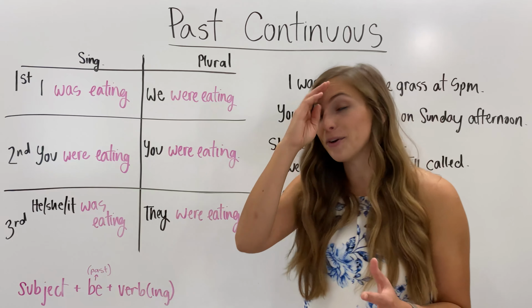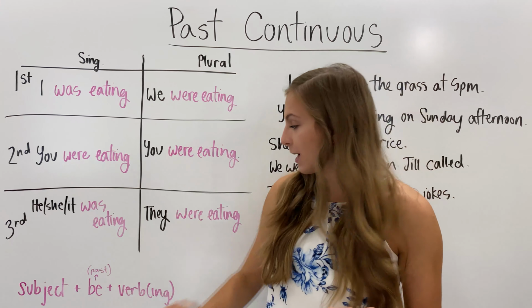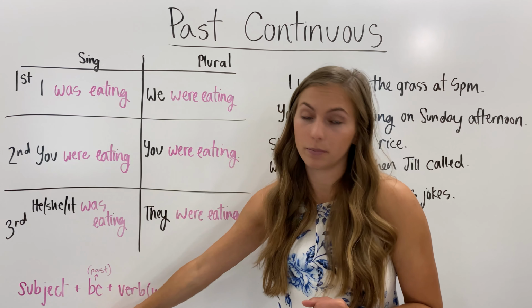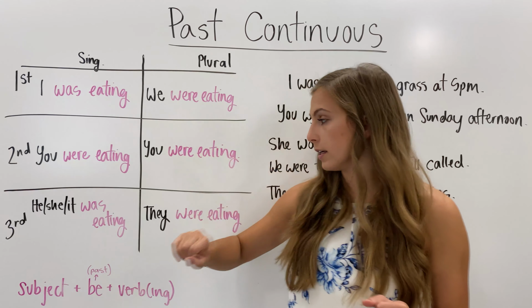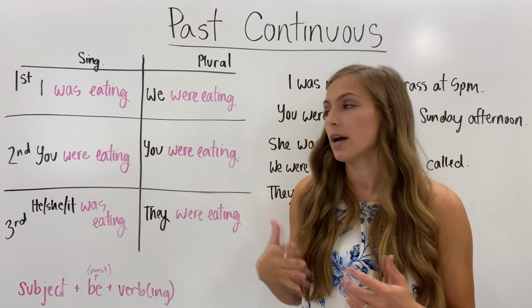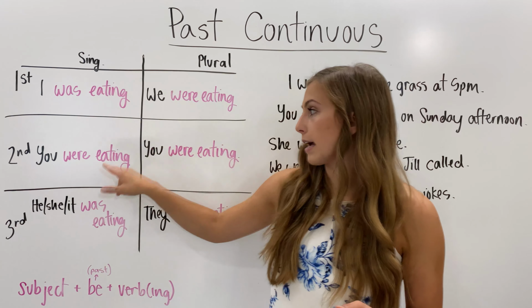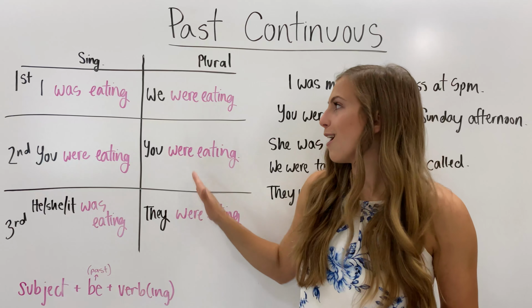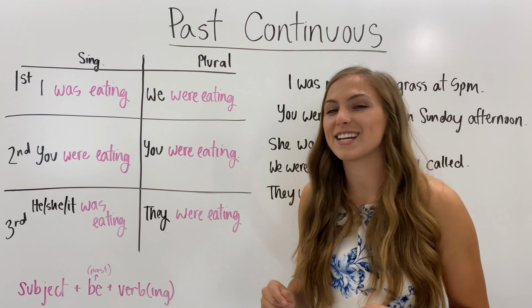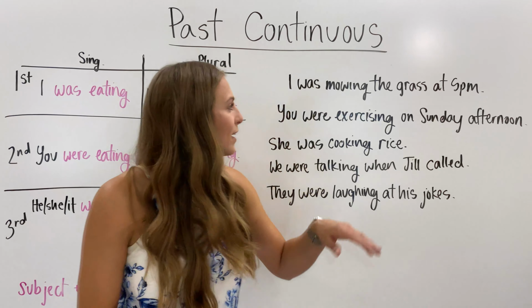So again, the only thing you really need to remember is this be verb. The only ones that are different are first person singular and third person singular. That is was, second person, and all of the plurals are were. All right, let's look at some examples now.